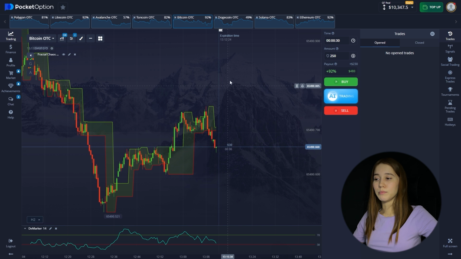By the way, I love the Pocket Option to trade with my team.